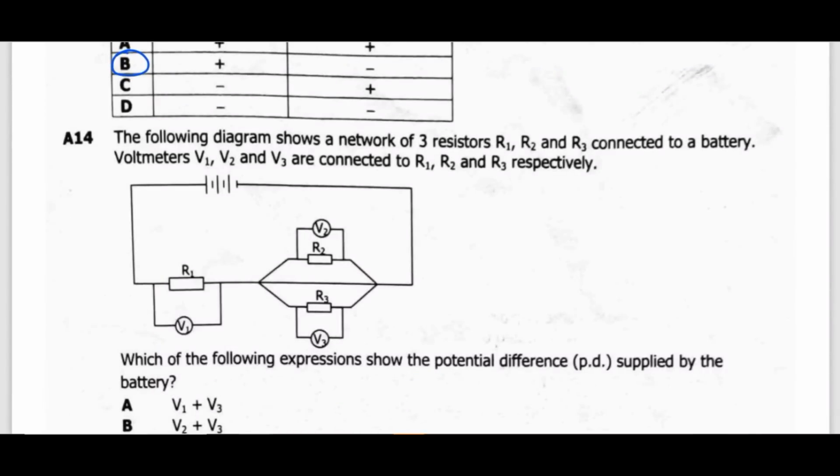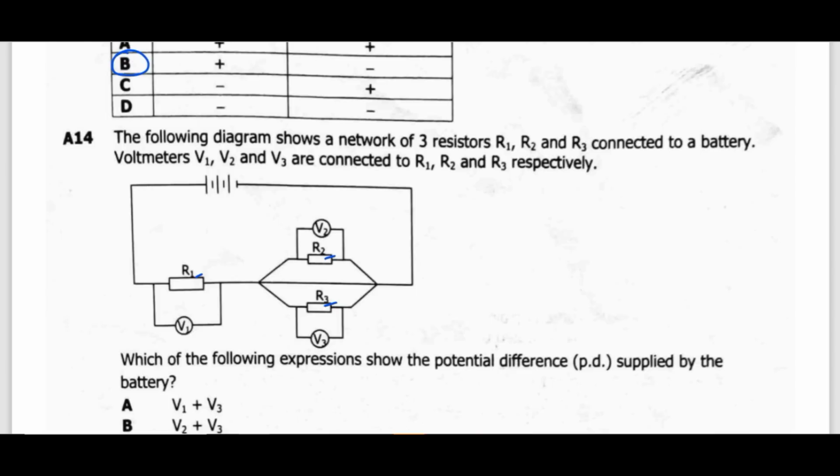The following diagram shows the network of 3 resistors. So we have resistor 1 here, and then we have resistor 2 here, then we have resistor 3 here as well, connected to a battery.